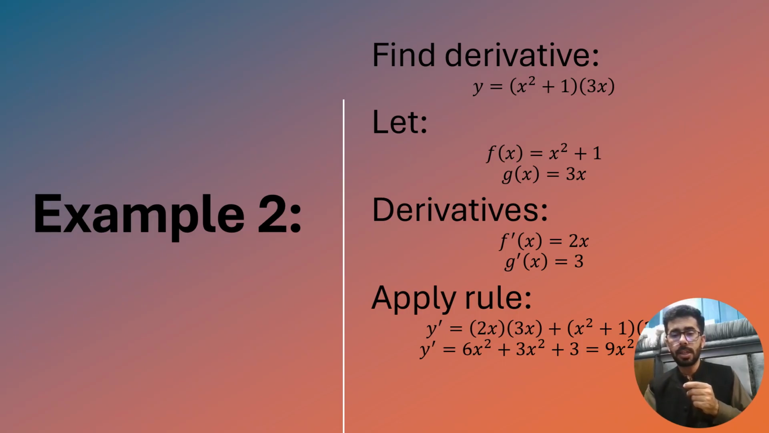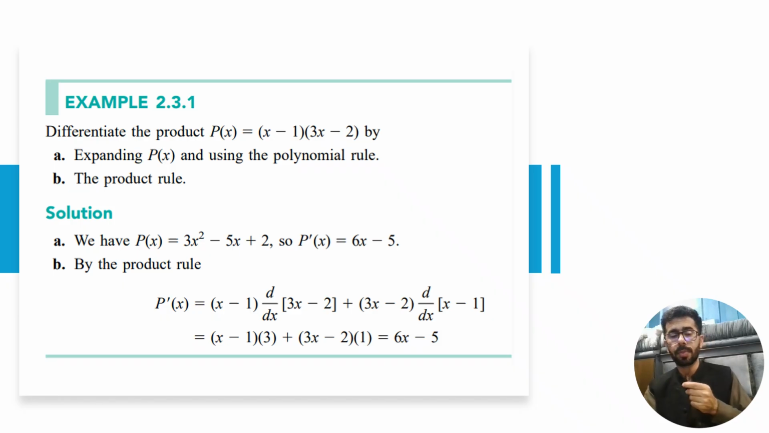For example, we take another product where x squared plus 1 is multiplied with 3x. We name x squared plus 1 to be f of x. We name g of x as 3x. Now we find the derivative of the f function, it becomes 2x. Find the derivative of the g function, it becomes 3. Apply the rule which says f of x multiplied with g prime plus g of x multiplied with f prime. Put the values, simplify, and that's your answer.